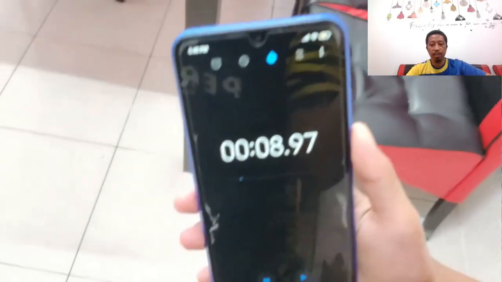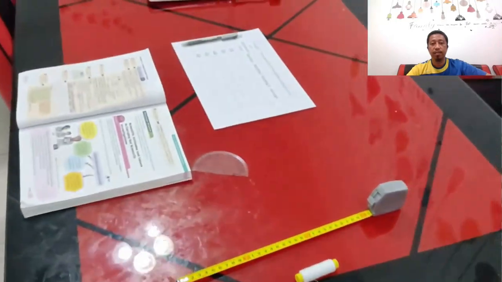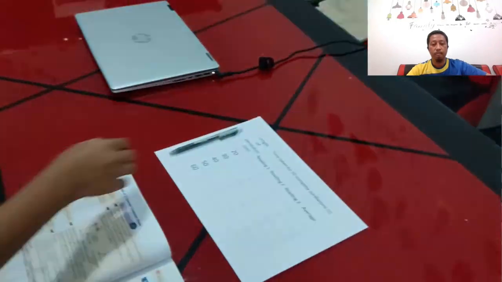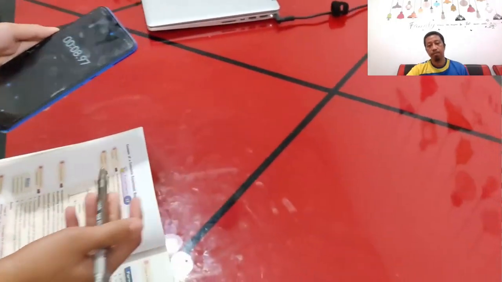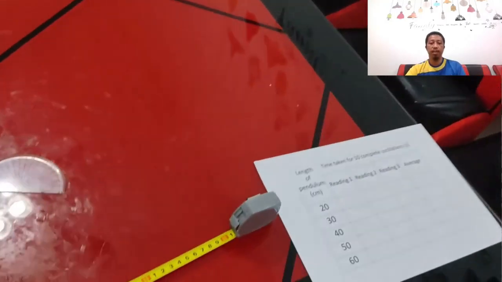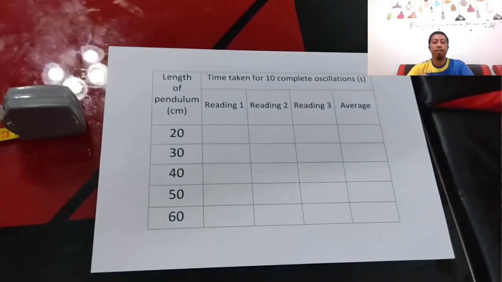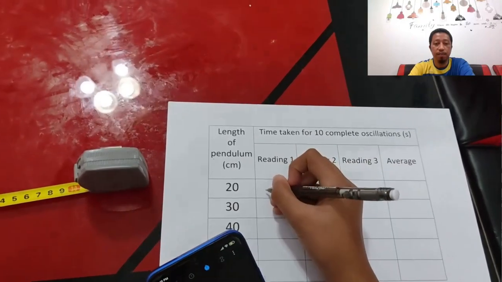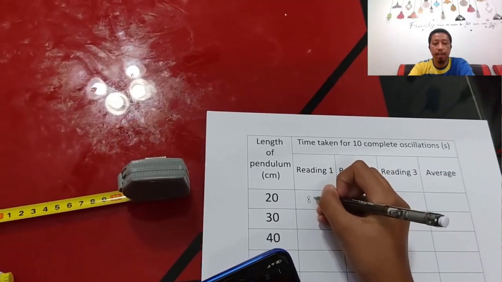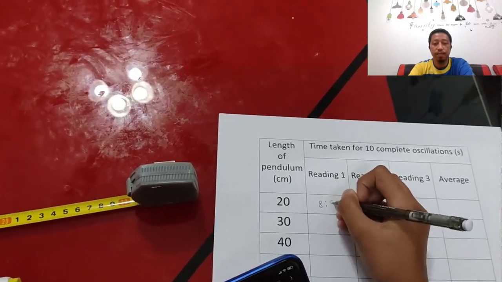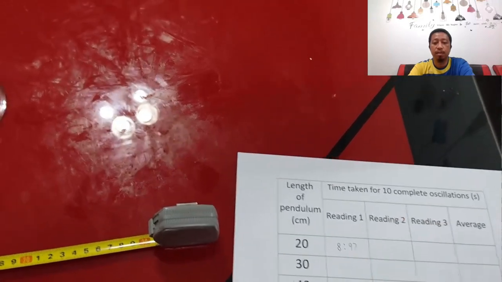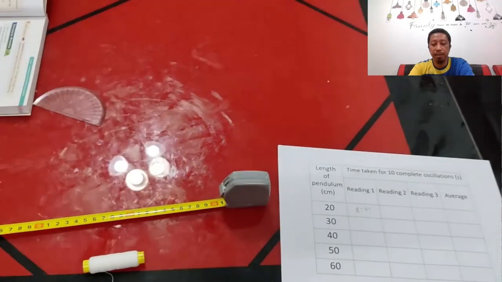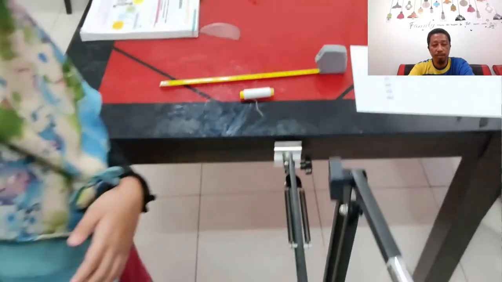For the first reading it is 8.97 seconds. We record the reading in the table that I printed earlier. So the first reading is 8.97 seconds. Actually, we need to write only one dot, not two dots. Okay, no problem.